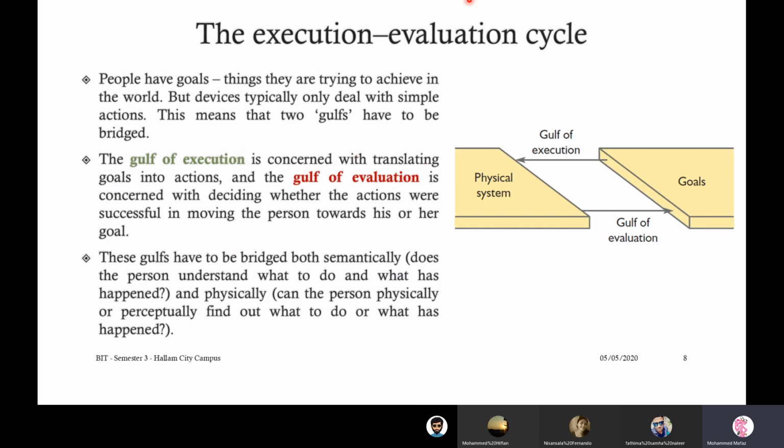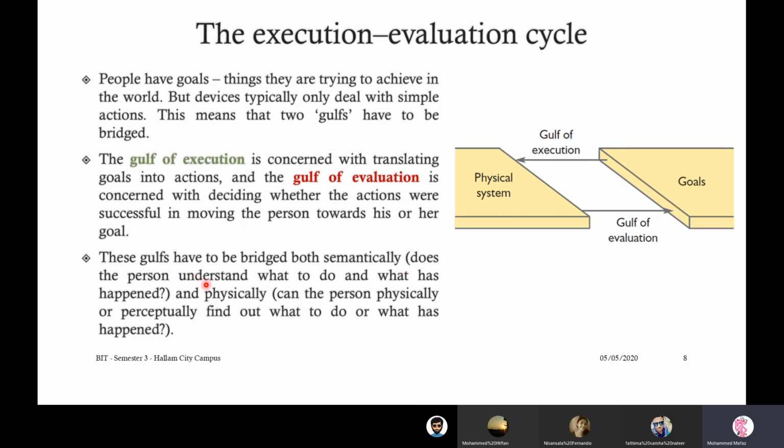Another way of explaining the same thing. People have goals, things they are trying to achieve in the world, but devices typically only deal with simple actions. This means that the two gulfs have to be bridged. Okay. So the gulf of execution is concerned with translating goals into actions. So this is that focus area. And the gulf of evaluation is concerned with deciding whether actions were successful in moving the person towards his or her goal. So these gulfs have to be bridged both semantically.